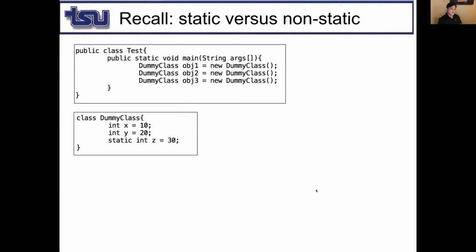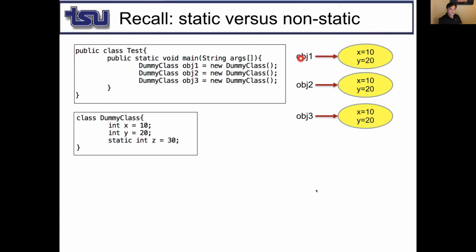Here is a better example. I have a dummy class which has 2 non-static and 1 static data members. And I create 3 objects. Each object will have a copy of the non-static data members, x and y, x and y, x and y. Okay? But we will have a single copy of z, and it's associated with what? With the class.